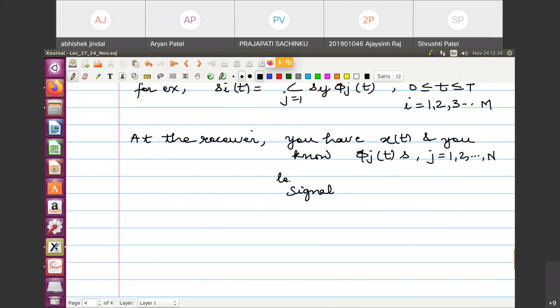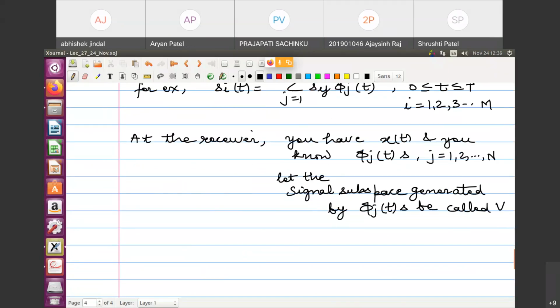Let the signal subspace generated by φ_j(t)'s be called V. Okay, अब आपको पता है कि जैसे ये पूरा signal space है. Okay, this is your signal space and there is a small, you can say, subspace that is called as V. So all your points, they belong to this subspace.